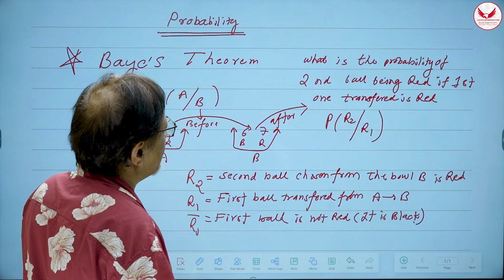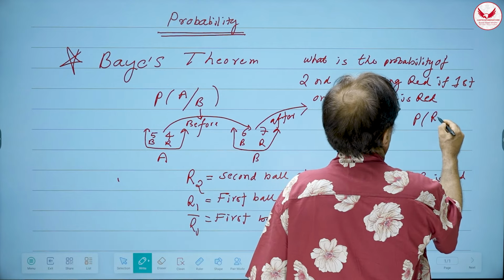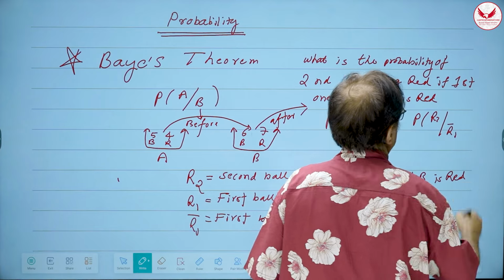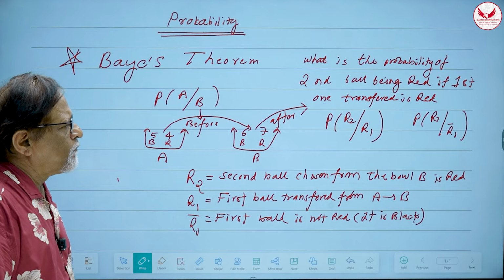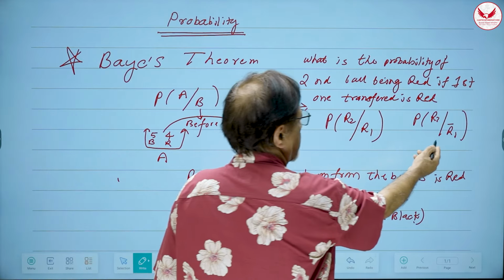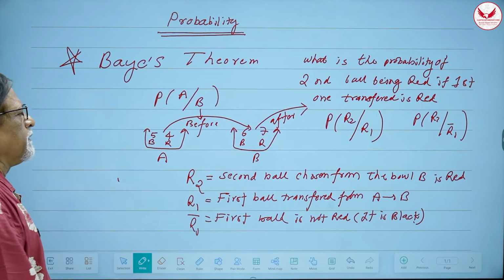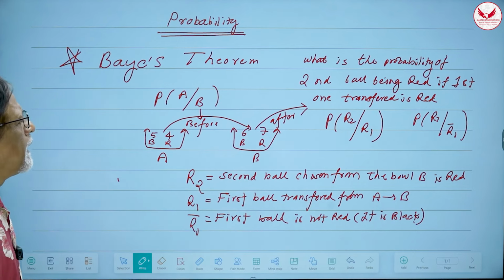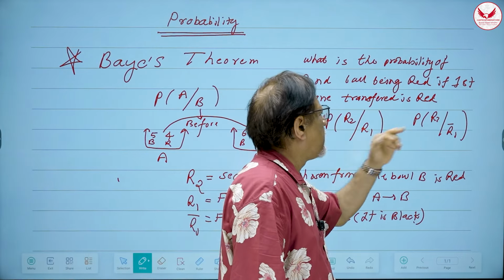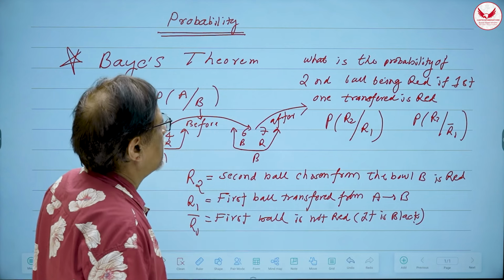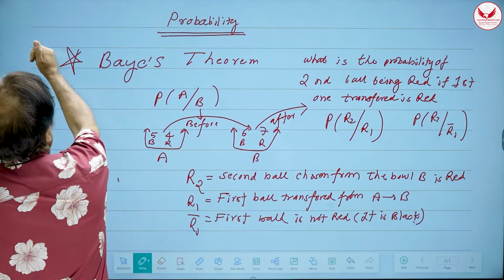So now there will be another event, probability of R2 by R1 bar. So the first ball transferred was not red. It is given to us that the first ball transferred is not red. What is the probability that the second ball will be red? Okay. So these are the events. Now these two events are mutually exclusive because either the first ball transferred is R1 or it is R1 bar, right? So therefore, I want to find out the probability of the second ball being R2. So I will define the entire problem like this.